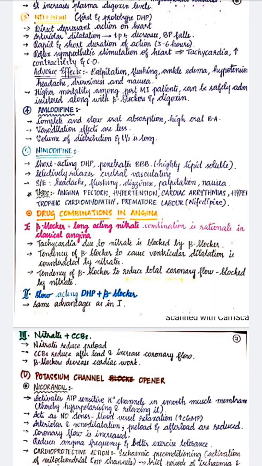It penetrates the blood-brain barrier because it is highly lipid soluble. It selectively relaxes the cerebral vasculature. Hence, it is given in case of subarachnoid hemorrhage. Side effects include headache, flushing, palpitation, etc.